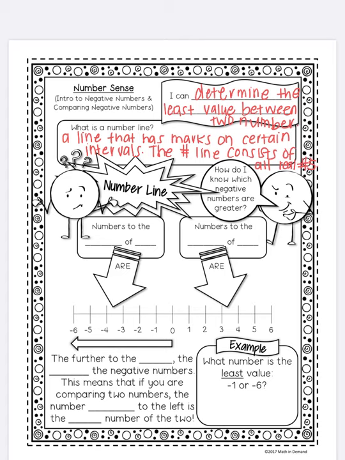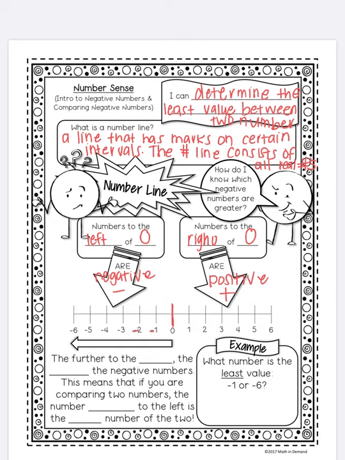So how do I know which negative numbers are bigger than other ones? Remember that numbers to the right of the number 0 are positive. So here's 0. This is like our anchor. Any number to the right is going to be positive. Any number to the left of 0 is going to be negative. And we use this minus sign to indicate a negative number, such as -1, -2. So you can see all of those numbers right there.